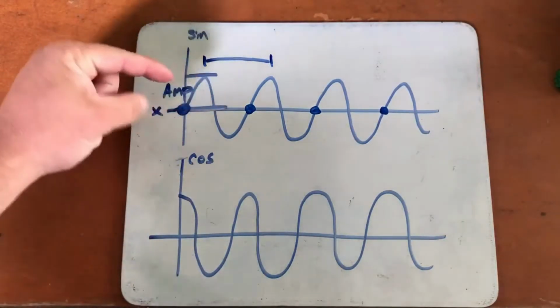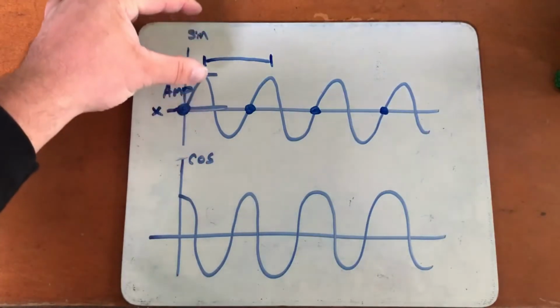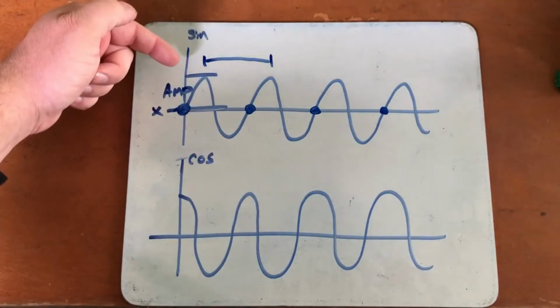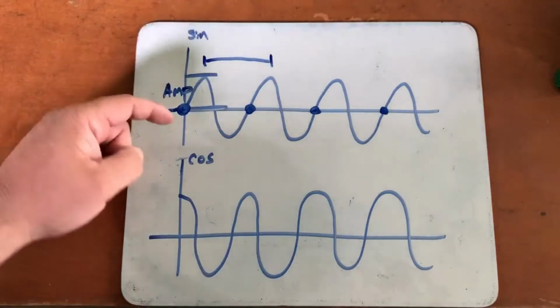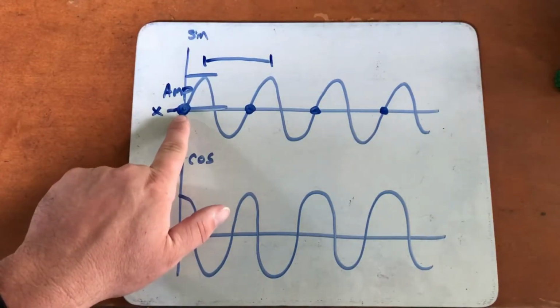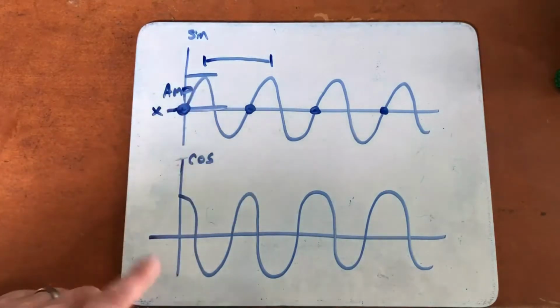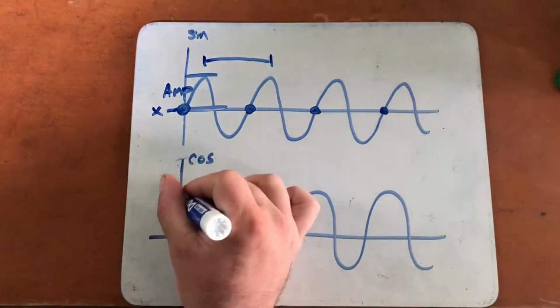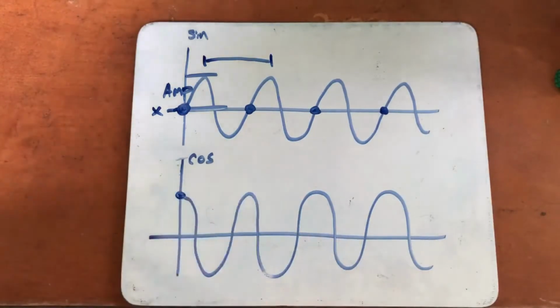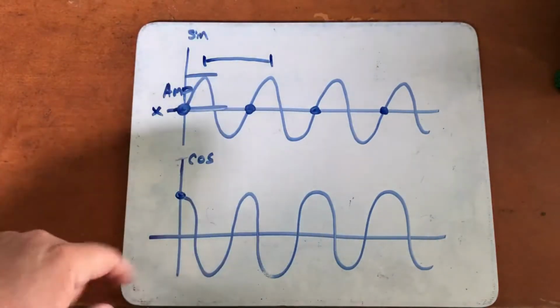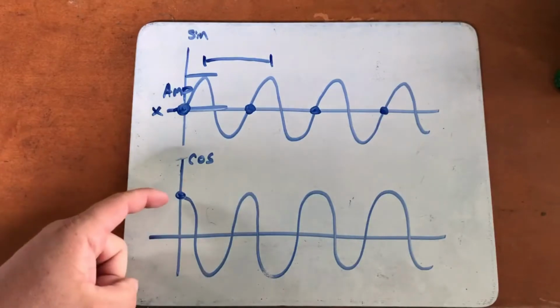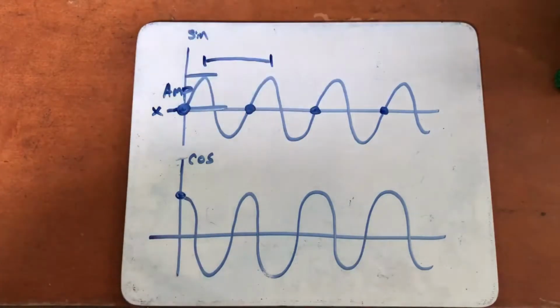If I took this whole graph and shifted the whole thing up, my midline would raise, and that would give me a vertical shift. If my starting point is no longer at 0, 0, let's say it's starting here, then I'd have a phase shift. Cosine starts at the peak and goes down. So if my cosine starts anywhere other than this peak and then goes down to the right, there has been a phase shift.